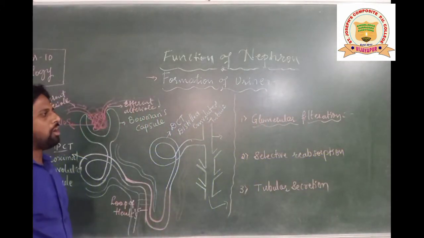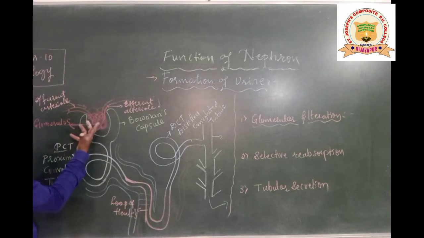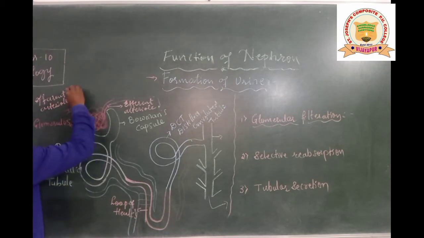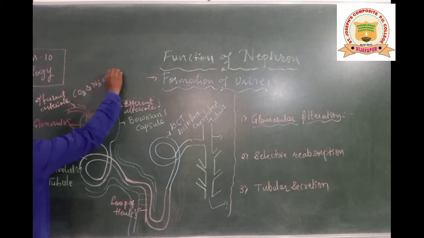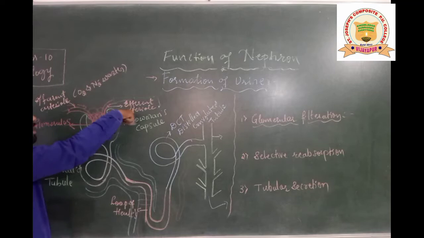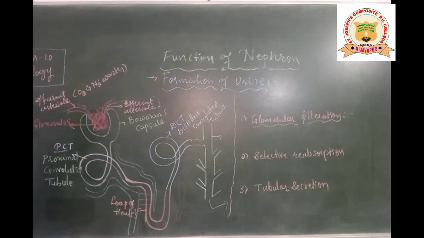Students, glomerular filtration is nothing but, as we have already seen, the glomerulus. What is the glomerulus actually? It is a network of blood vessels inside the Bowman's capsule. One blood vessel brings the blood which consists of oxygen and all the nitrogenous wastes, that blood vessel we have already called the afferent arteriole, and the one carrying the blood out of the glomerulus is the efferent arteriole.